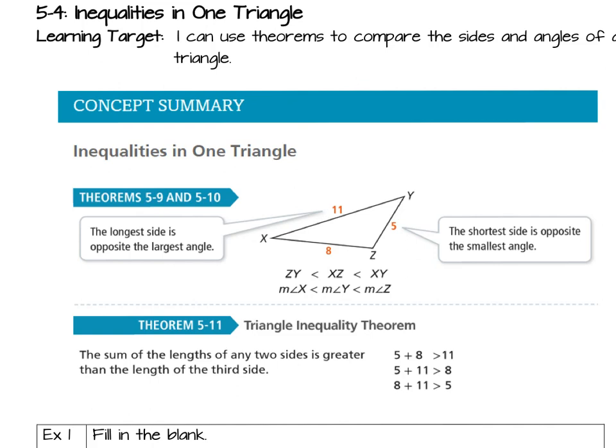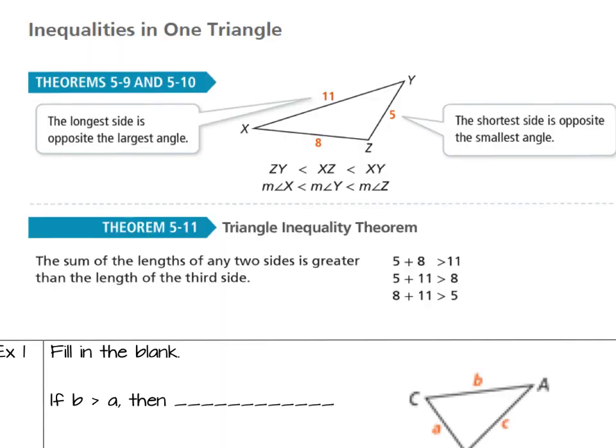Lesson 5.4, Inequalities in one triangle. In this lesson, we'll take a look at how sides and angles relate to each other. Theorems 5.9 and 5.10 talk about the connection between a side length and the angle directly across from it. It says the longest side is opposite the largest angle.